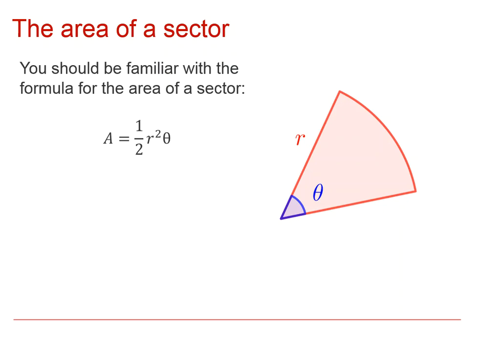So here's a quick recap of the area of a sector. The area is a half r squared theta. Remember, theta needs to be measured in radians, and the fraction of the circle that you're finding here for this sector is theta over 2 pi.